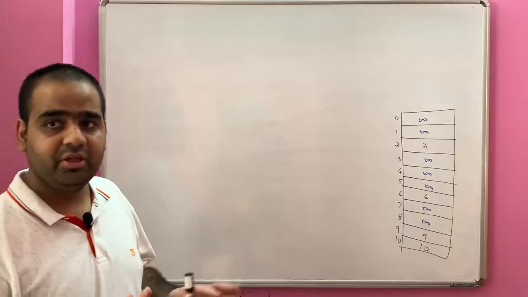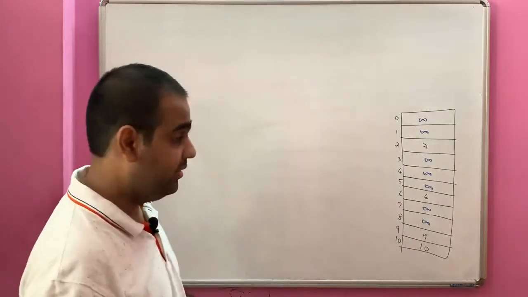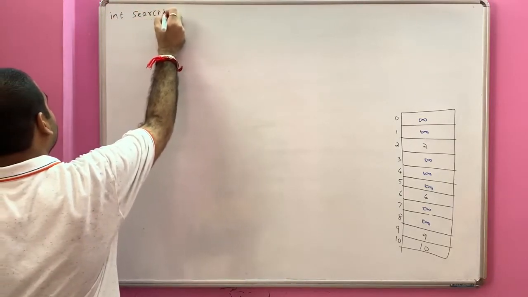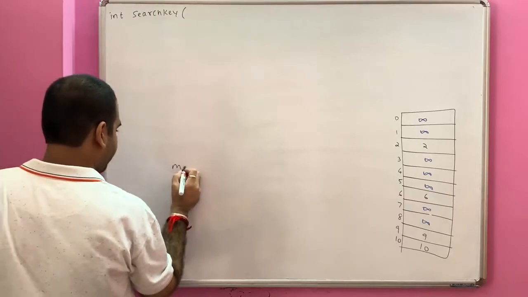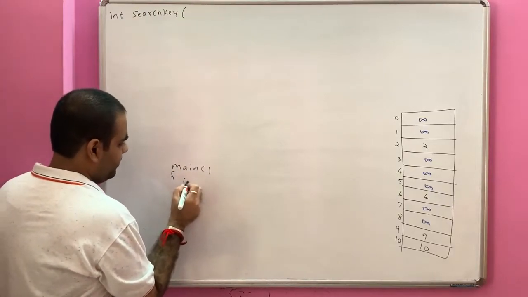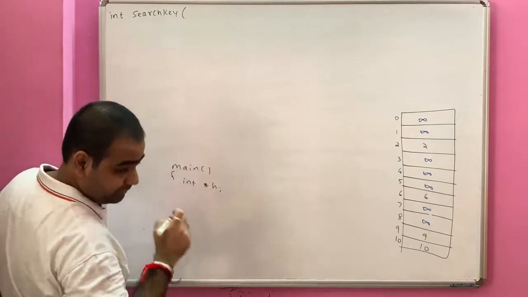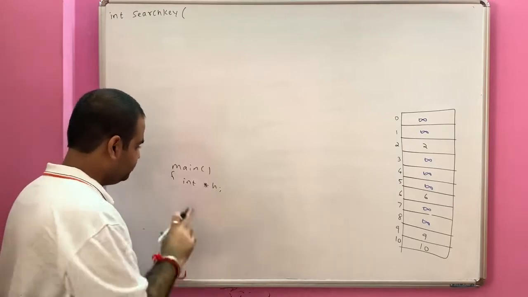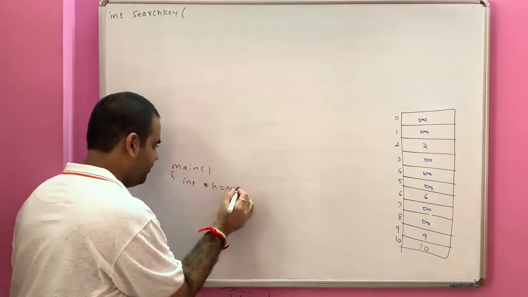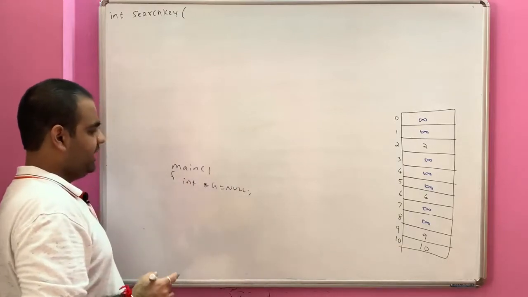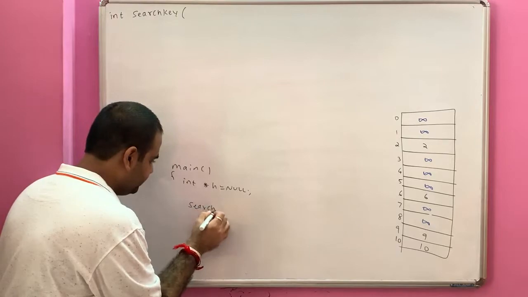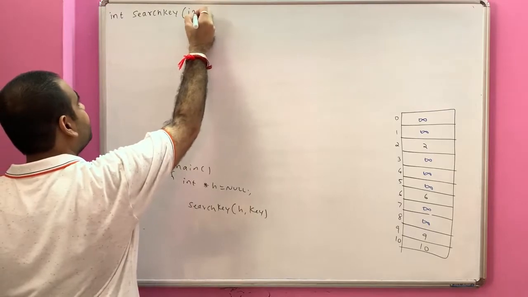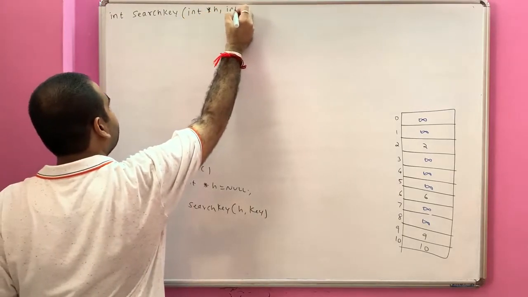I want to search, is there 3 in this table or not? You have to say not, and you have to say whether 2 is there in the table or not. Therefore we say int search key. Okay, now this is the main. We have a variable called int star h, which is equal to null, and you have initialized it. Code I have already posted on the group. The next thing is, whenever I say search key, we say h comma key. I need key, right? Therefore, it is int star h comma int key.